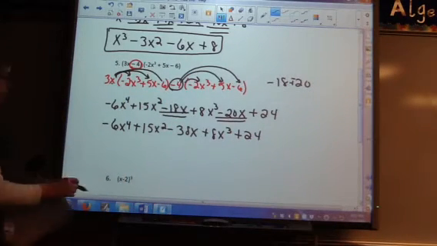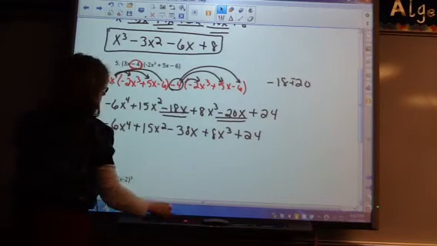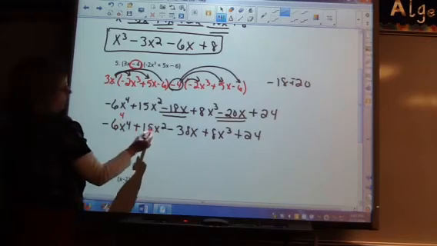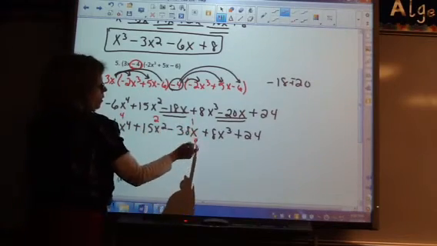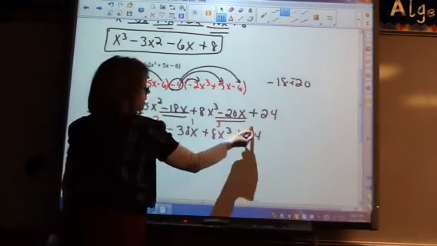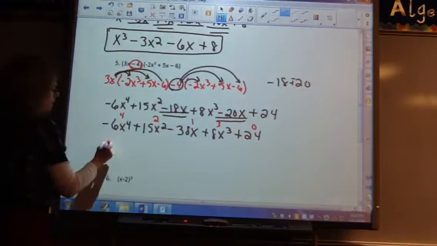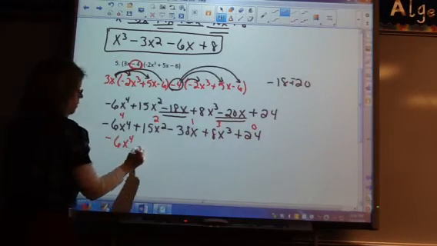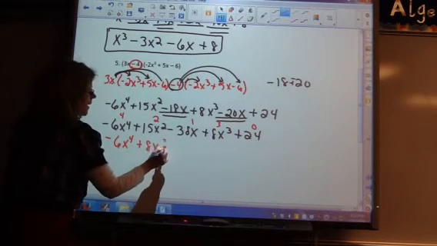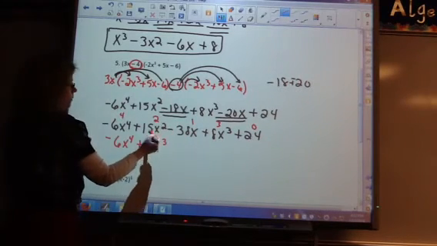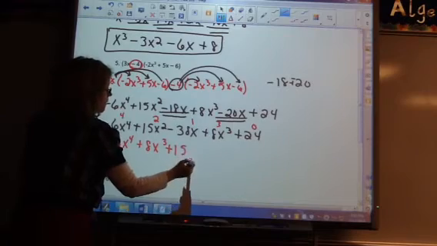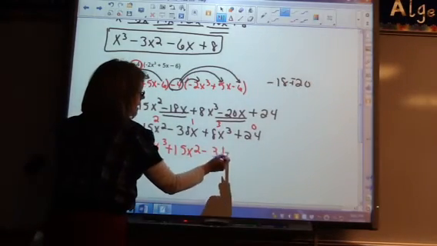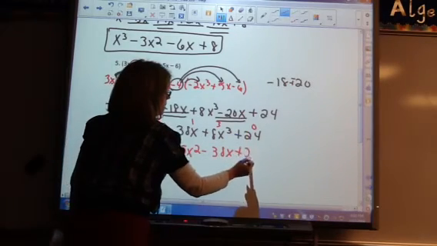Okay, we need to make sure that this is written in standard form. All right, so let's write the degrees. This one has degree 4, degree 2, degree 1, degree 3, degree 0. So we start with negative 6x to the 4th power. Then we go to a positive 8x cubed. Then we go to a positive 15x squared, minus 38x plus 24.